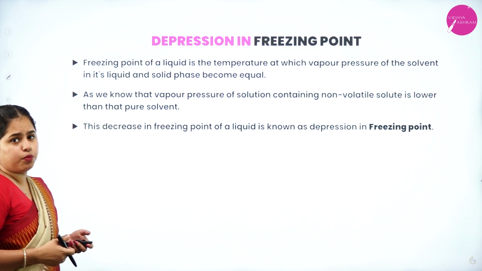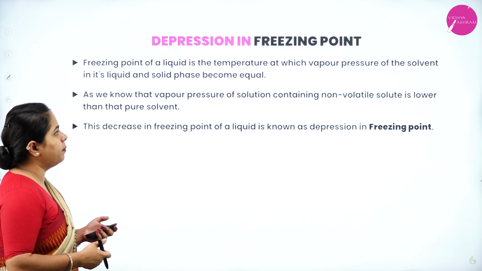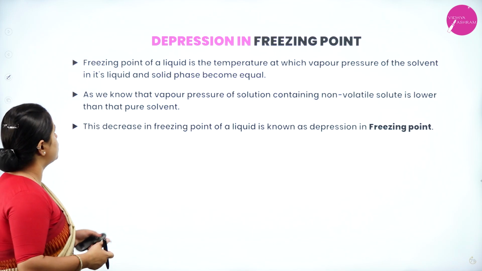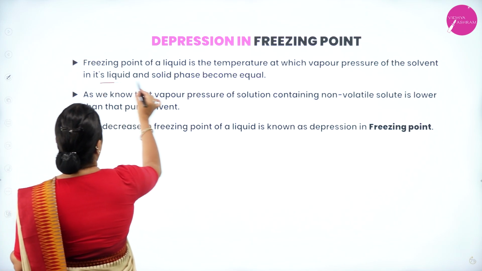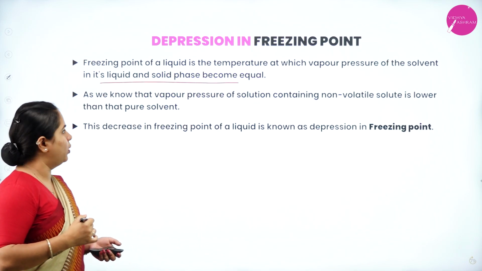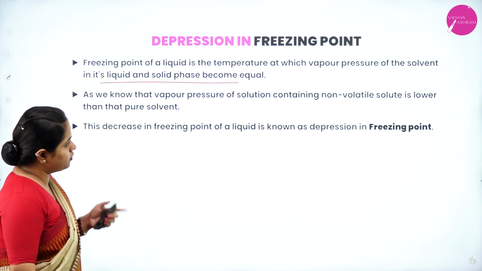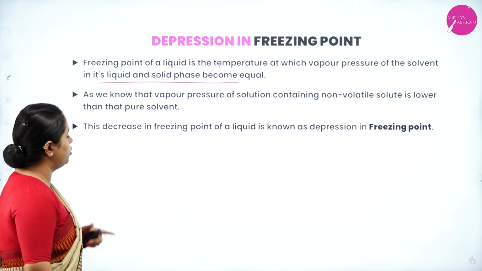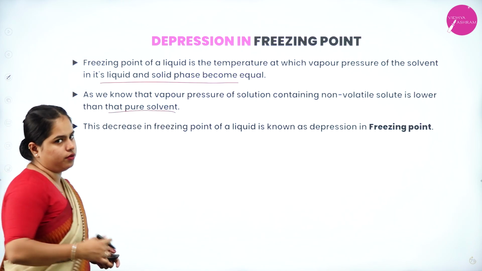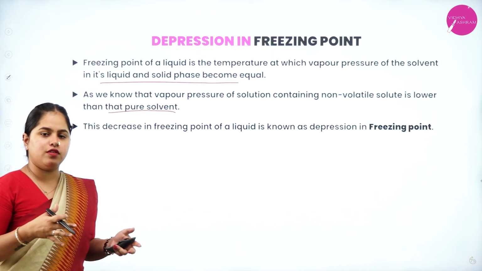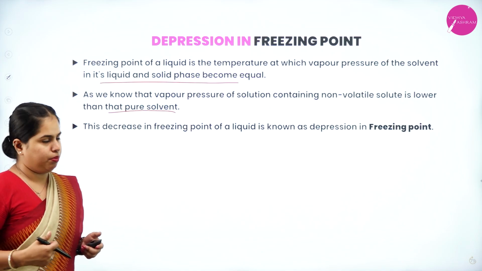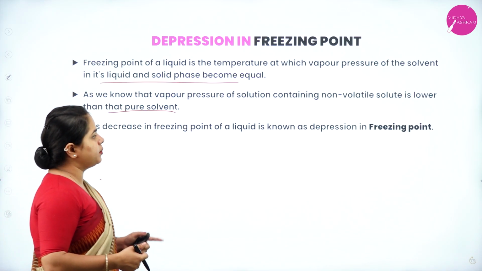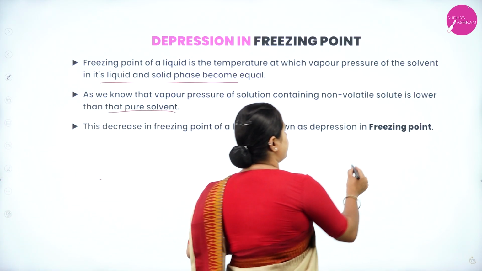So what is freezing point first? Freezing point of a liquid is the temperature at which the vapor pressure of the solvent in its liquid and its solid phase become equal. Now as we know, the vapor pressure of a solution containing a non-volatile solute is lower than that of the pure solvent. Already we know that the pure solvent will have more vapor pressure and the solution will have lesser vapor pressure. Now this decrease in freezing point of the liquid is known as depression in freezing point.